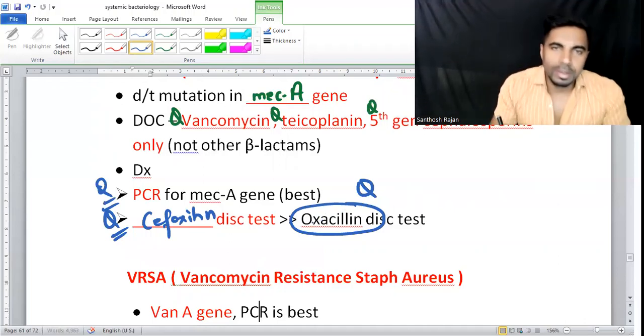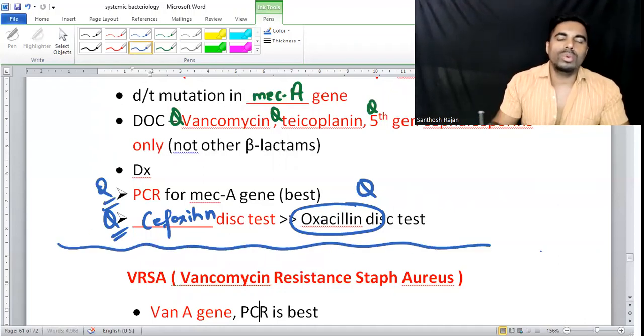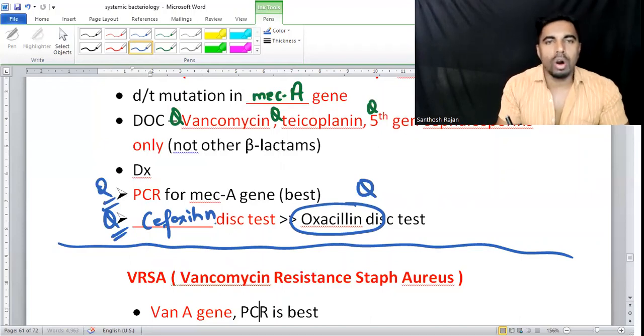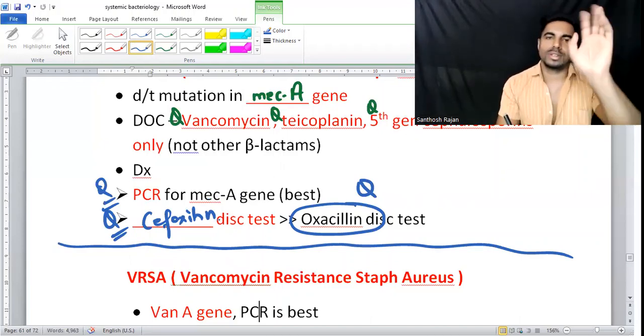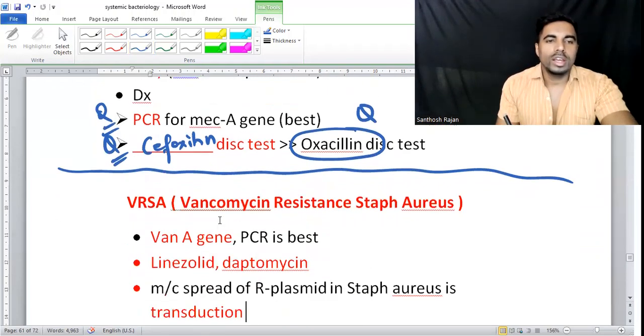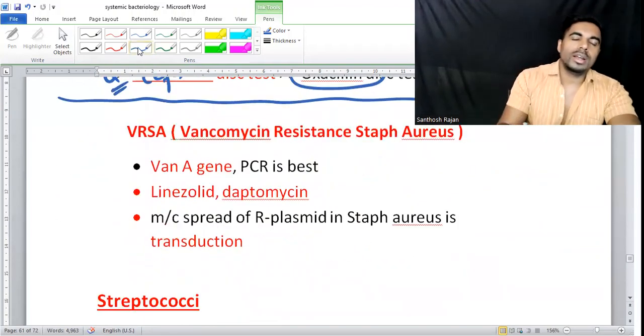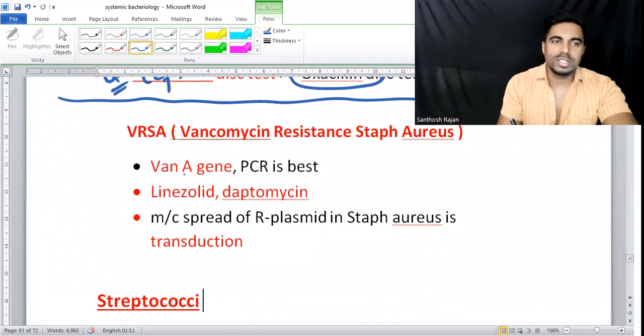So for MRSA detection, you can do a PCR to detect the mecA gene, or you put two discs, either cefoxitin or oxacillin. Cefoxitin is best. That's it. Okay, now VRSA. VRSA is basically the vanA gene. MRSA is mecA, vancomycin resistance is the vanA gene. Again, here PCR is the best once again.